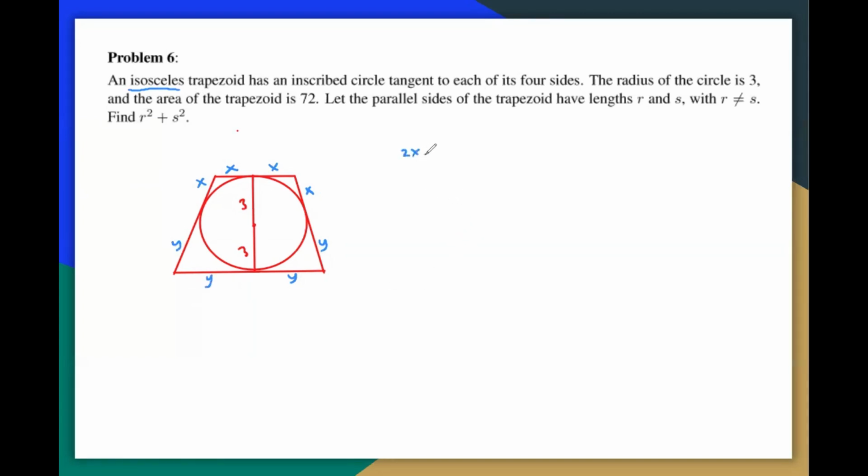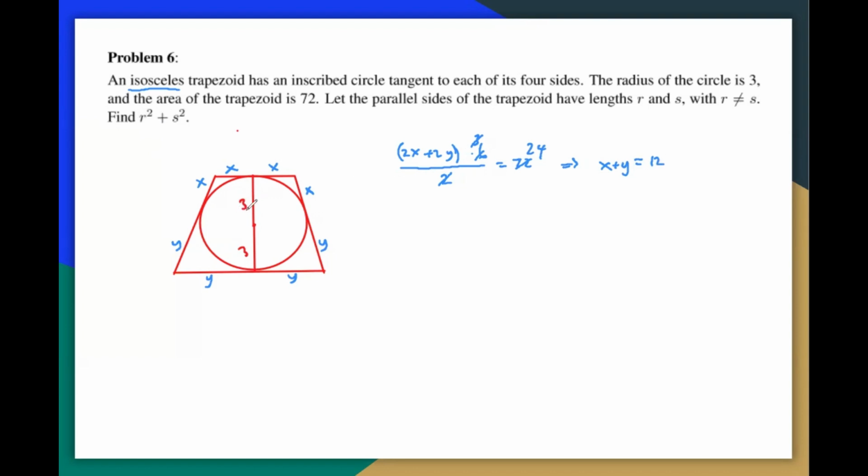Since we know the area, let's use the area first. So we have (2x plus 2y) times height over 2 is 72, right? And I can cancel these. That will be 3, and then that will be 24 divided by 2. So x plus y is just 12. Okay, so this is what we have. I'll just assume they're asking for x squared plus y squared. I just didn't read the question for the letters. Anyway, we got x plus y is 12.